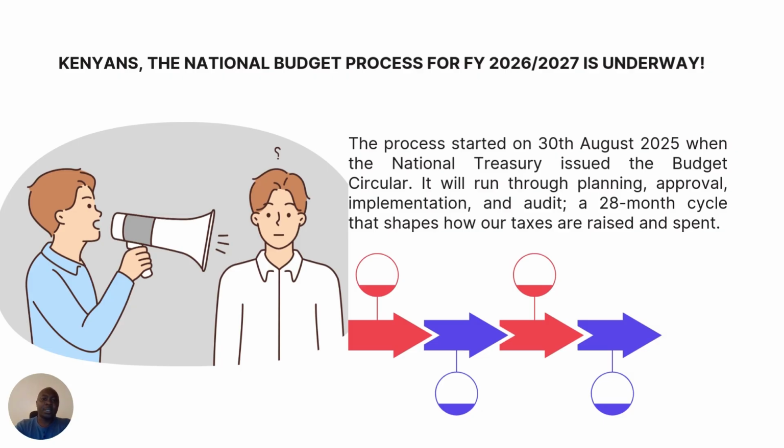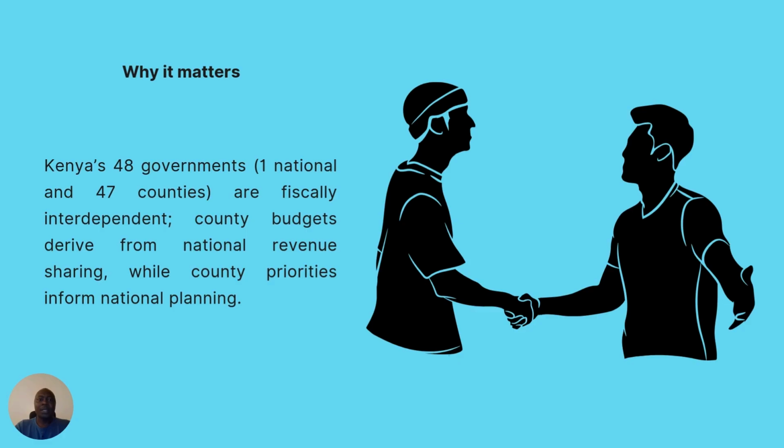This process started on 30th August 2025 when the National Treasury issued the budget circular. It will run through planning, approval, implementation, and audit. That is a 28-month cycle that shapes how our taxes are raised and how they are spent. Why does it matter? Kenya's 48 governments, that is one national government and 47 county governments, are fiscally interdependent. County budgets usually derive from national revenue sharing, while county priorities are informed by national planning. That is why it matters.